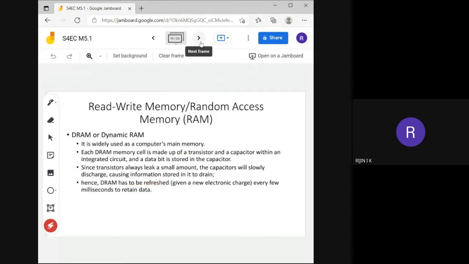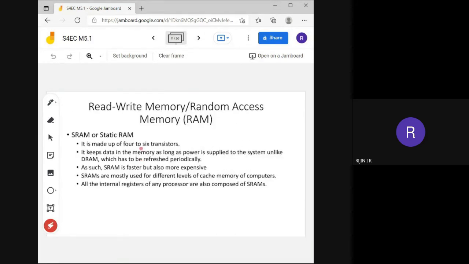Okay, but here we are using transistors. 4 to 6 transistors we are using, and the data that is stored in static RAM will be kept as long as power is supplied. So for the entire time power is supplied, the data will remain in it. Because of that, we do not need to refresh it periodically in the case of static RAM.